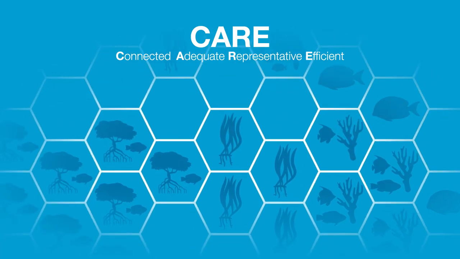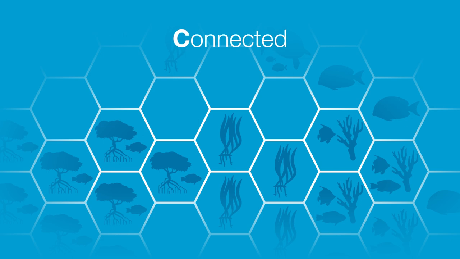The first principle of conservation planning is to have a well-connected system. Connectivity in marine ecosystems is important because biophysical processes transport fish and coral larvae and mangrove propagules between habitats. Also, many fish species live in mangroves and seagrass when they are young and migrate to reefs as they mature.